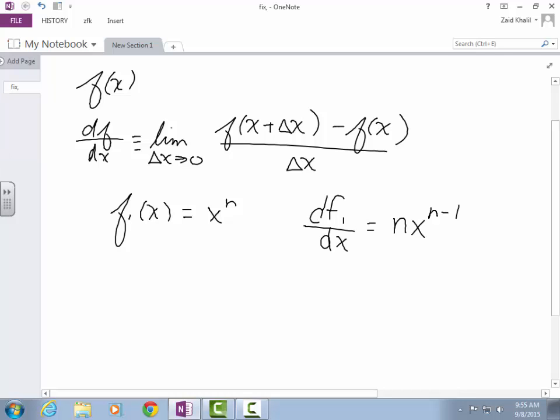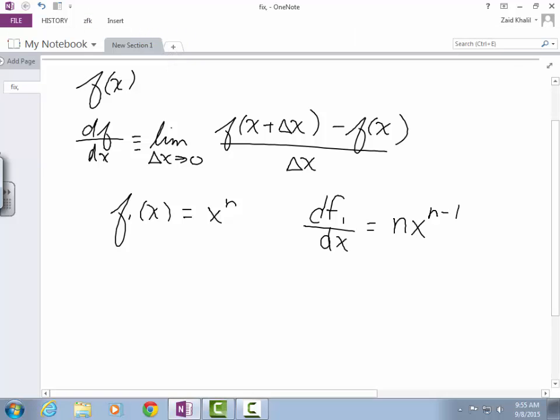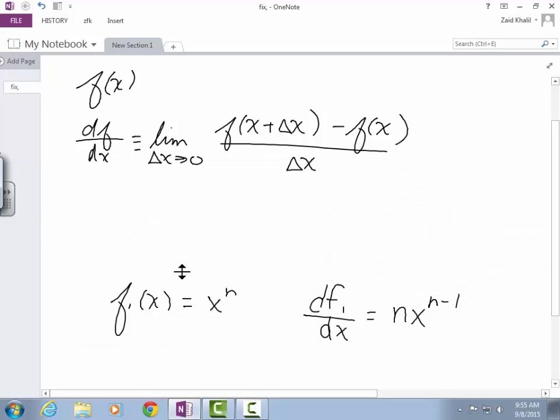But actually, before I even do that, I should go into the properties of the derivatives that are important. Let me insert some space. And properties of derivatives. Well, a derivative is a linear operator. Anybody know what that means? A linear operator. It means it has two properties.